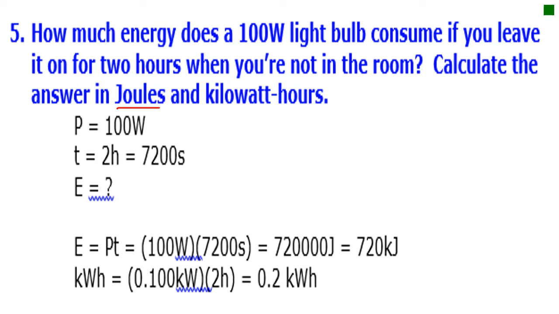Of course, you would have to convert that to kilojoules, and so that means you would just go back 1, 2, 3, 720 kilojoules. Okay, so kilowatt hours is what we need to do. For kilowatt hours, we have to take our power and multiply it by time. But look, it's in kilowatts. Kilowatts, that's the key. So we have to take our watts and convert it to kilowatts, which is done here.